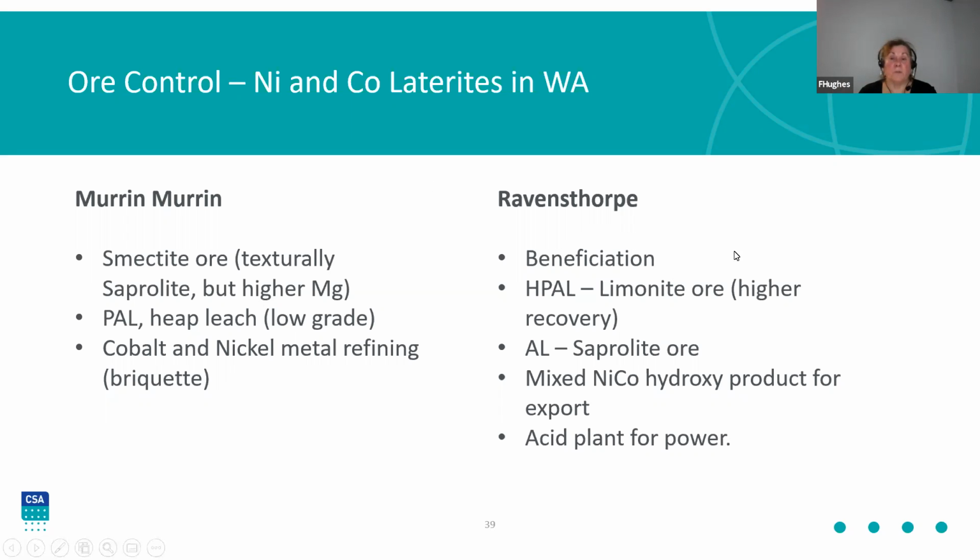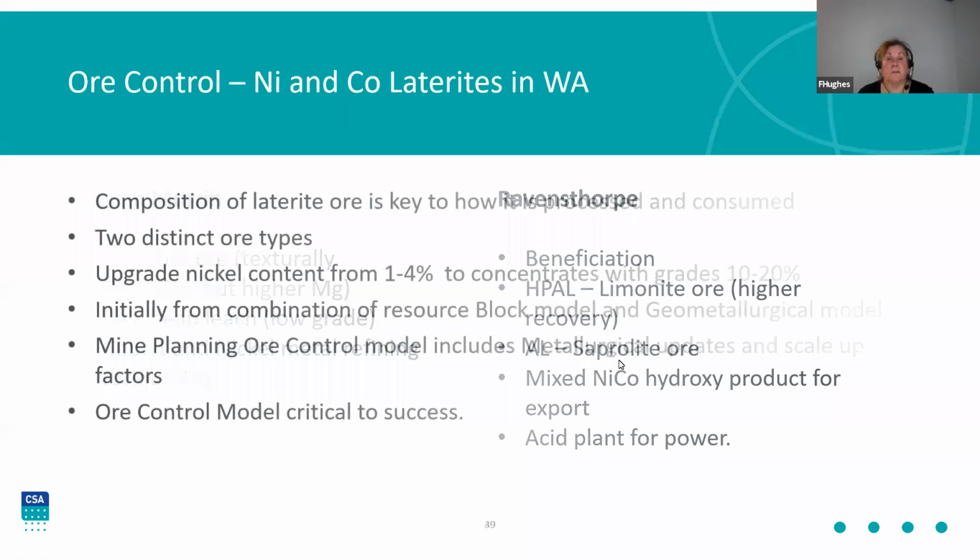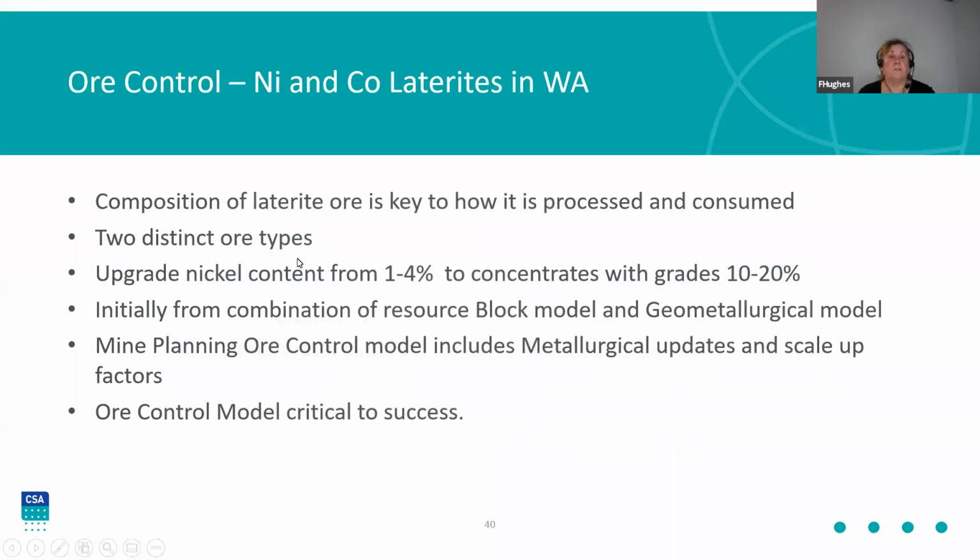Both of which are really complex. Both need to manage acid consumption, sulfur, and a lot of other things. So the composition of laterite ore is the key to how it's processed and consumed. You can upgrade nickel from 1 to 4% to concentrates with grades 10 to 20%.